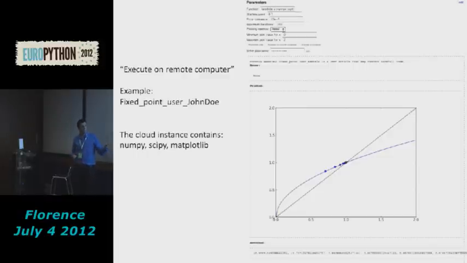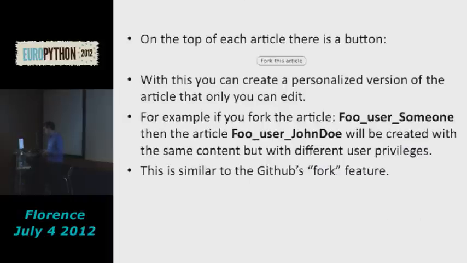So Sage does more or less the same thing, but it has the same environment. And this is shareable, as any Wikipedia, as any MediaWiki article. Some other things that are over there: you can fork an article.